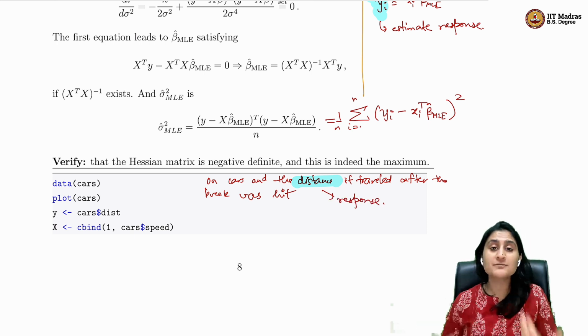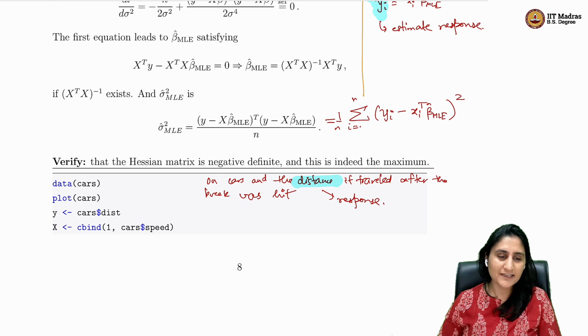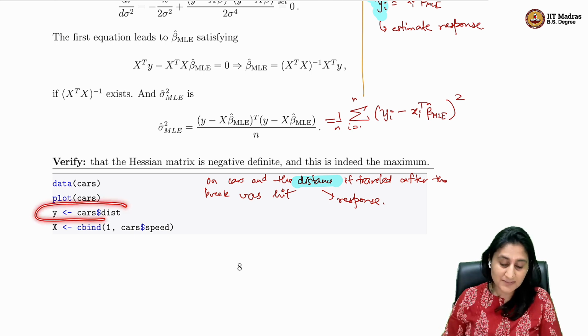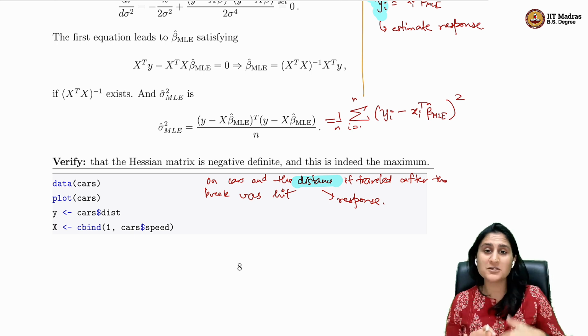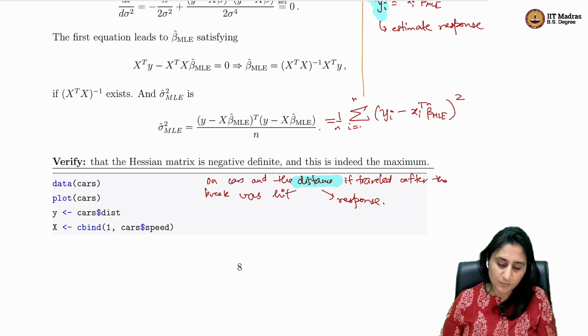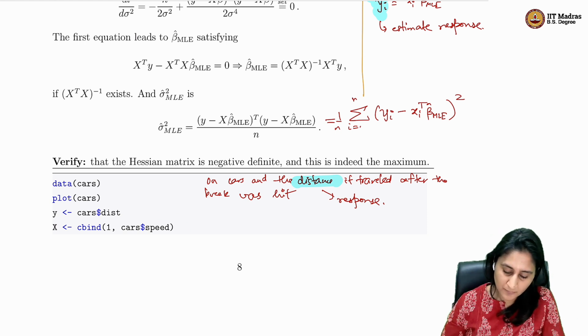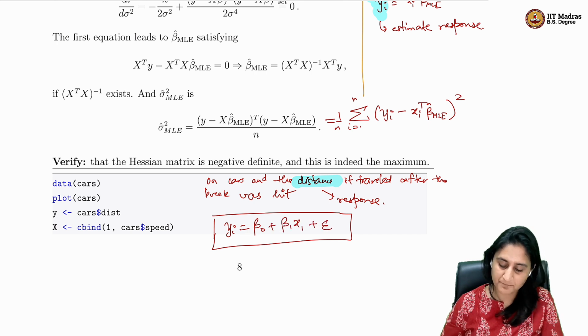And the other measurement that was taken on the car was what speed the car was going at. Okay, so my actual response is the distance a car traveled after the brake was hit, and the information I have on the car is the speed that the car was traveling. Now, what I'm going to do is fit the model.